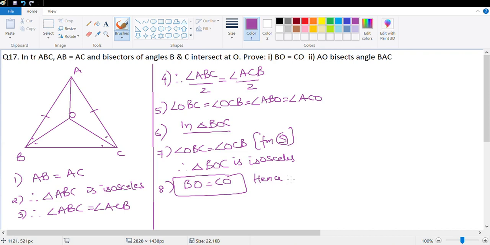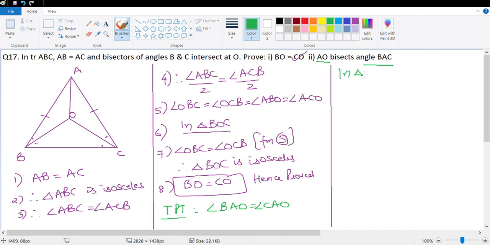Hence, proved. So the first part of the question where we had to prove BO is equal to CO is done. Let's look at the second part of the question. The second part says prove AO bisects angle BAC, which means what we need to prove is angle BAO should be equal to angle CAO. That's what we need to prove. So let's look at these two triangles. In triangle AOB and triangle AOC, what do we have? We've got one angle equal here, we've got one side equal, and we've got a common arm of AO.